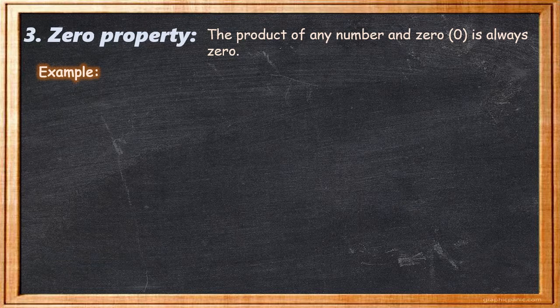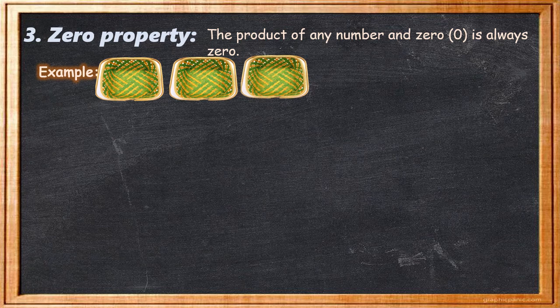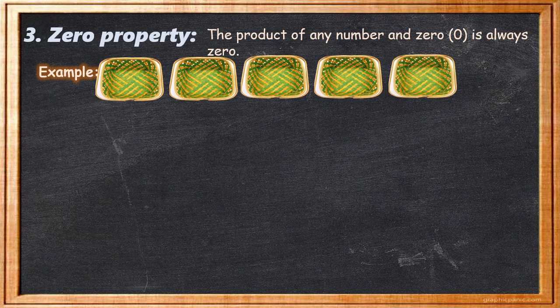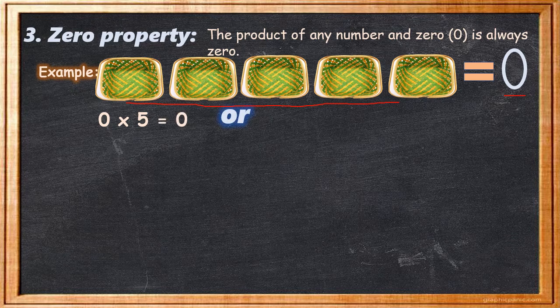Let's see how. Now see what you can see on the screen. Empty baskets. Yes. How many baskets can you see? 1, 2, 3, 4, 5. You can see 5 empty baskets. Okay, so 5 baskets and nothing is there. So 0 into 5 will be 0. Yes, 0 into 5 will be 0. Or 5 into 0 will be 0.